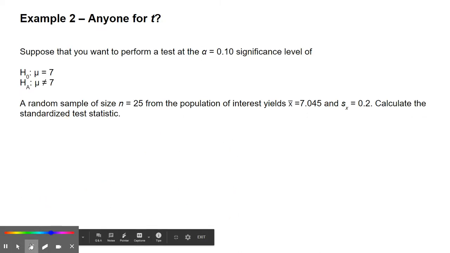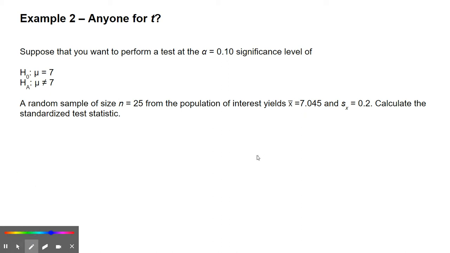All right, so it says, suppose that you want to perform a test at the alpha equals 0.10 significance level of null hypothesis mu equals 7, alternative hypothesis mu does not equal 7. A random sample of size n equals 25 from the population of interest yields a sample mean of 7.045 and a sample standard deviation of 0.2. Calculate the standardized test statistic.